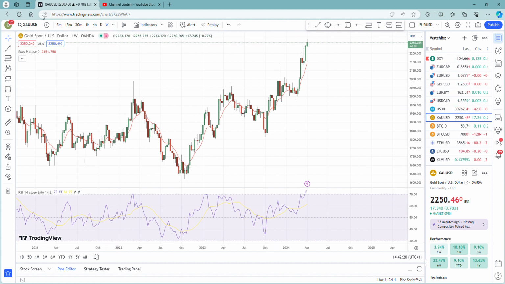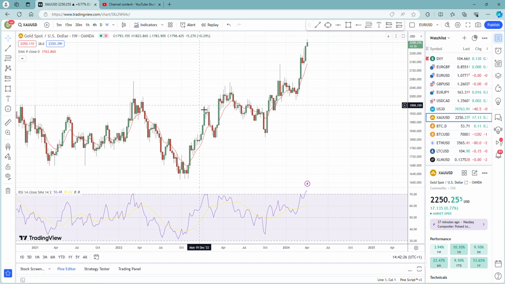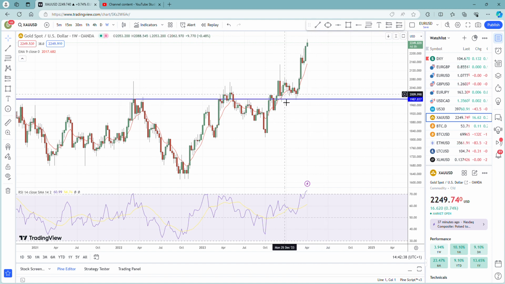Gold XAUUSD. Search for it in the bar here. Once it's come up, you go into the weekly time frame. This is where each candle represents 1 week. You want to try and identify where support and resistance is on the weekly time frame. And you've got resistance here. You've got support here, where price changes from bearish to bullish, down to up, red to green. And because gold is at an all-time high, this is your resistance.